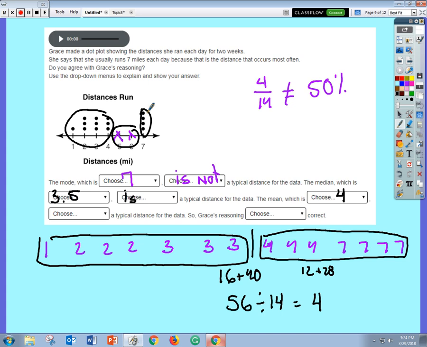Is it a half off? Yes. Does that seem like a lot? Not really. But we're talking about a half mile. Well, running a half mile could be significant. That means the mean is not a typical distance for this data set. So Grace, her reasoning is not correct. All right. Let's take a look at the next one.